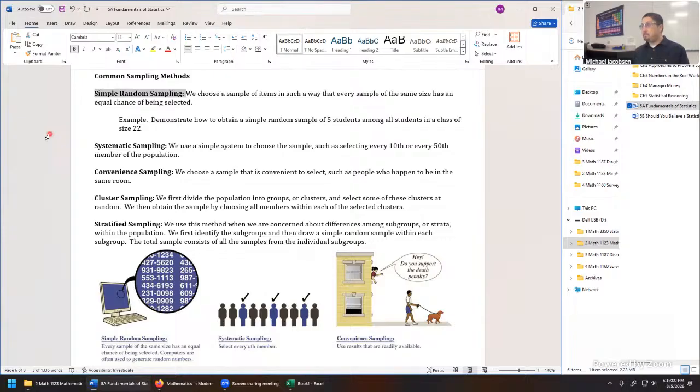Okay, sometimes the simple random sample is not the method people select. Sometimes there's a good reason to do systematic sampling. There's probably a lot of different ways that systematic sampling can come into play, but typically this is how we define it: we use a simple system to choose the sample. And that simple system could be really anything. But one simple system is selecting every 10th person or every 50th member of a population.